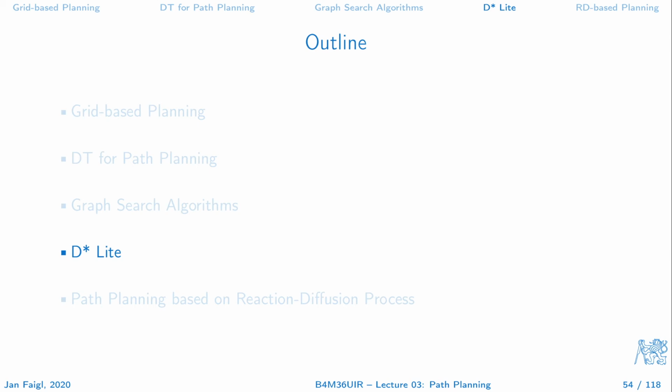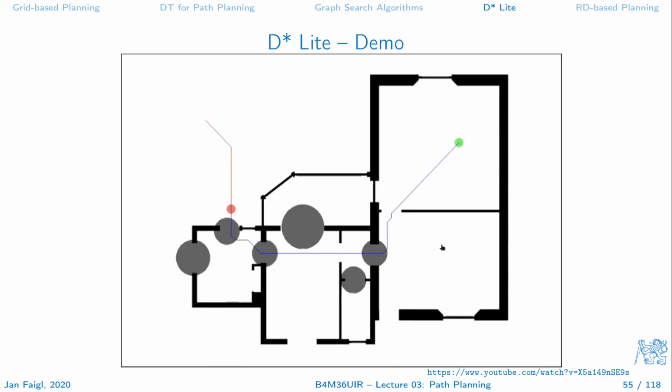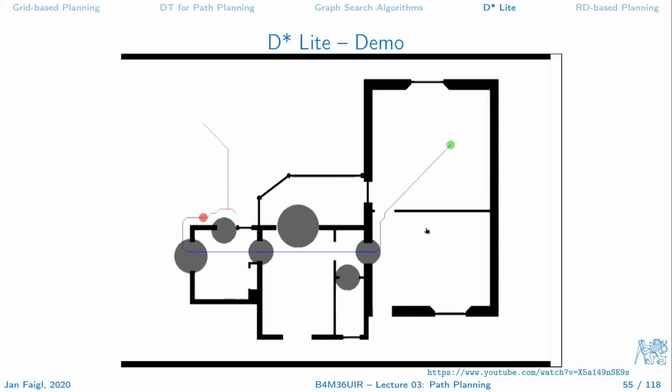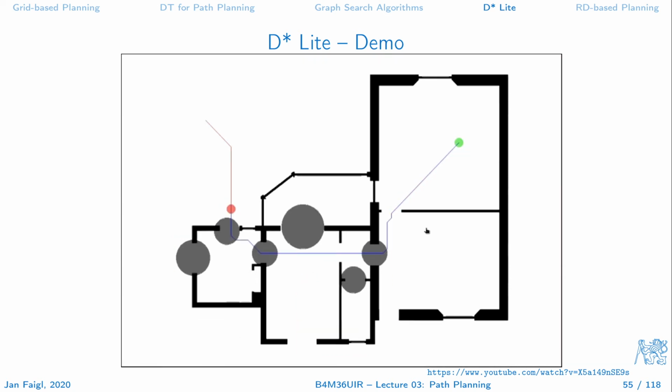The idea of D* Lite is based on updating and reusing the previous results of the search, and it can be demonstrated in this video. Before we deploy the robot and follow the planned path, we assume that all doors are open. So we find the initial path, but once we follow it, we realize the first doors are closed, and then we replan, and then we realize other doors are also closed, and so on.